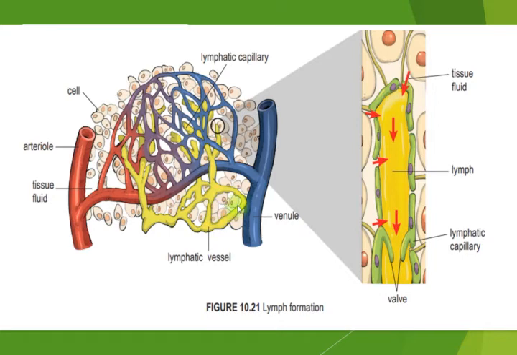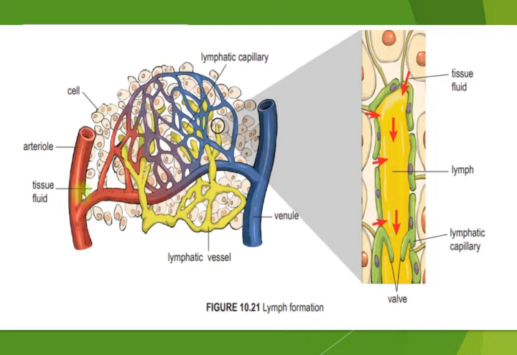So this is the structure of the lymph formation. I hope you still remember how the lymph forms. The lymph forms when the remaining 15% of the tissue fluid enters into the lymphatic capillary.